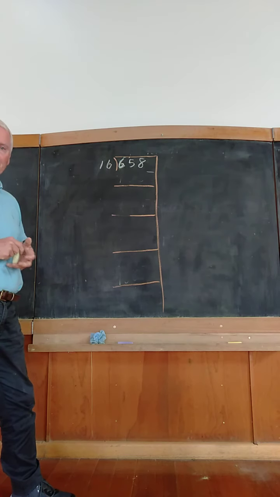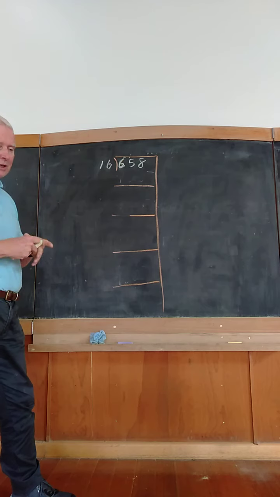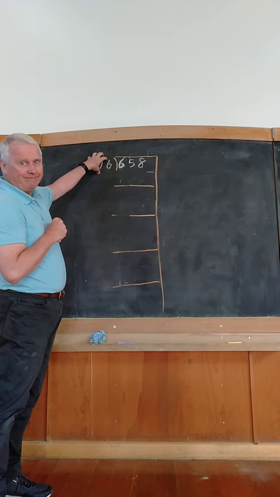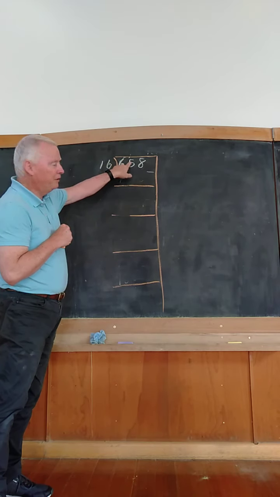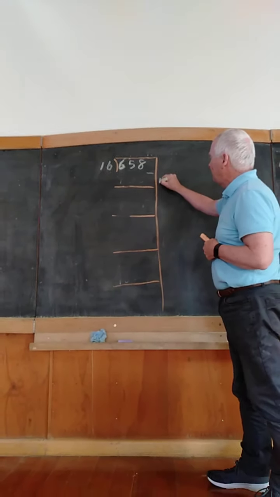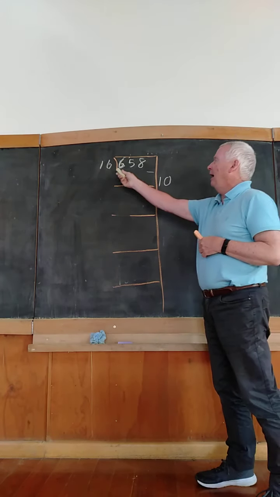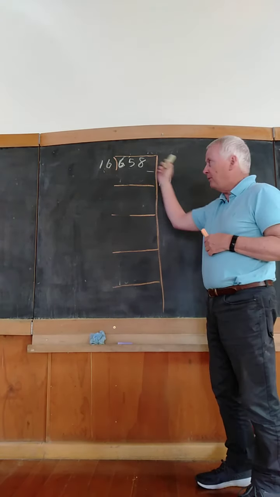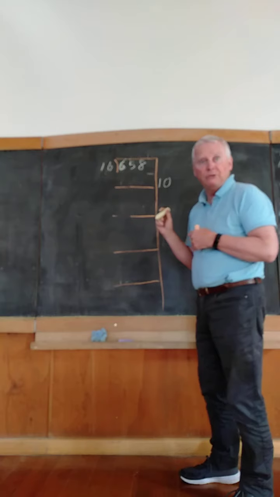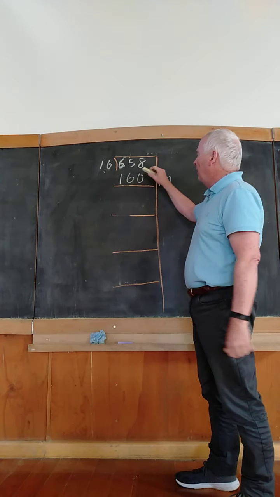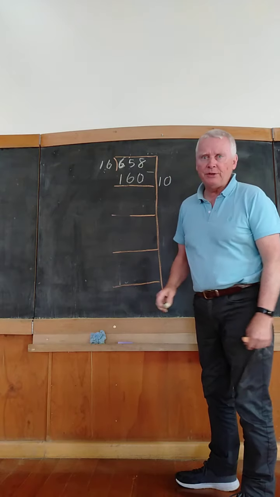And I like the 10 times tables. 10 times tables are so easy, everybody knows them. So I'm going to guess that this number can go into this number at least 10 times. I'm going to put my guess over here, down the side, and then I multiply my guess by the divisor. So 10 times 16, that's 160. Then I subtract 160 from 658.